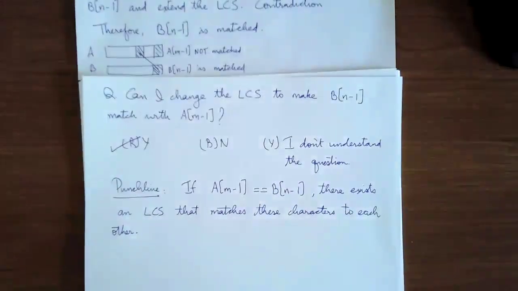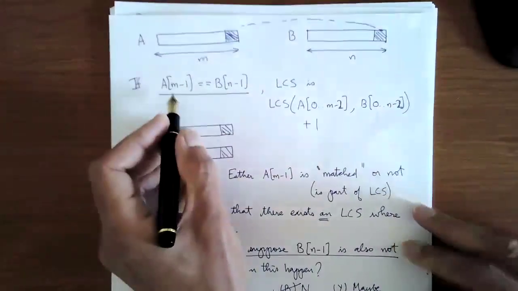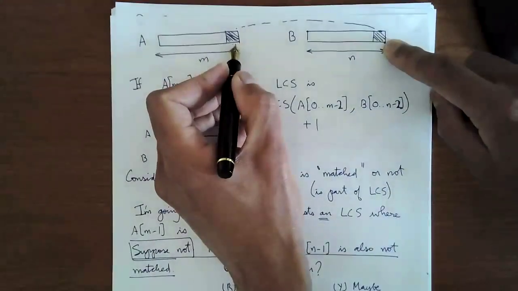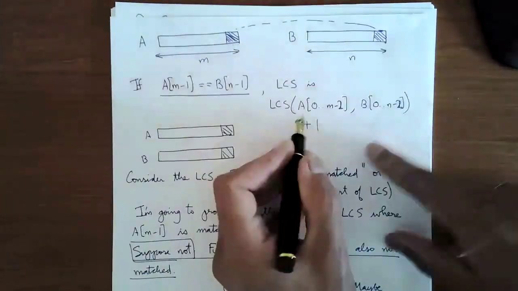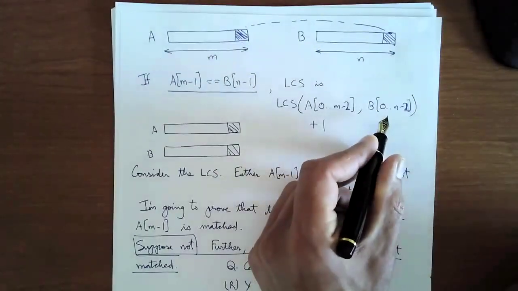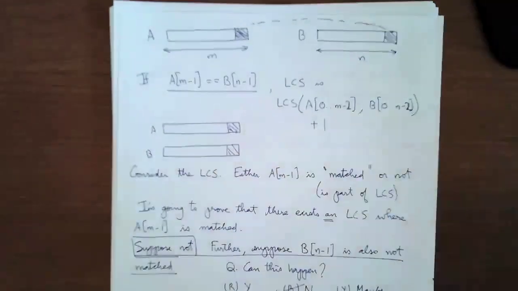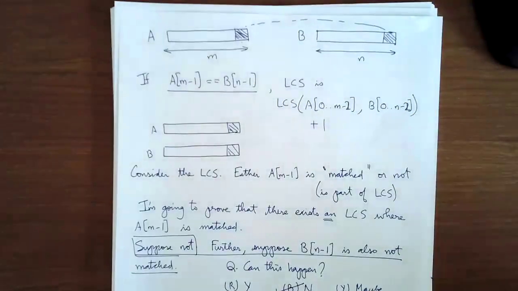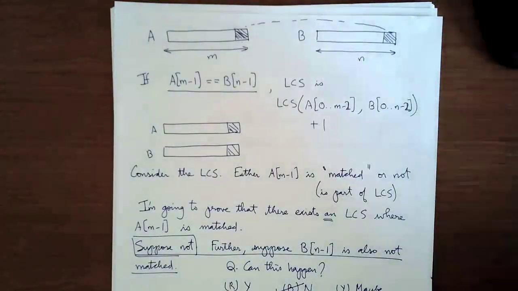And this now goes back to our original picture that if the last two characters are the same, I can always match them to each other, reduce the lengths by 1, and make a recursive call. Any questions at this point?